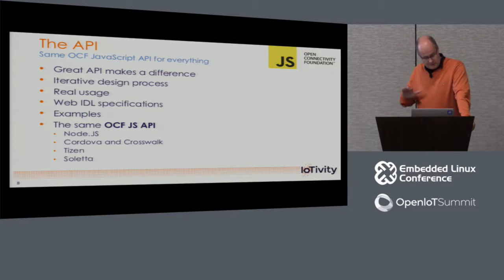With that OCF JavaScript API, we have now implemented that in multiple places. Well, not just us, but other folks as well. So you'll get the same API on Node.js. You get the same API on Cordova, and alternatively on the Crosswalk web runtime. You have that also on Tizen. Cisco did the implementation on Tizen, and we have the same API coming on Soletta as well.